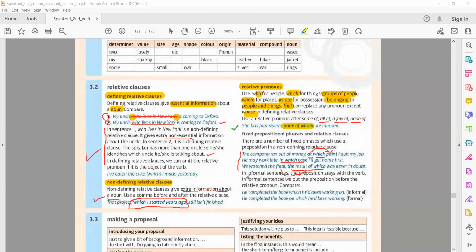Now they're telling us about informal. I don't suggest you use informal in any way, but still, maybe you can use it with friends. They're telling us in informal sentences, the preposition stays with the verb.